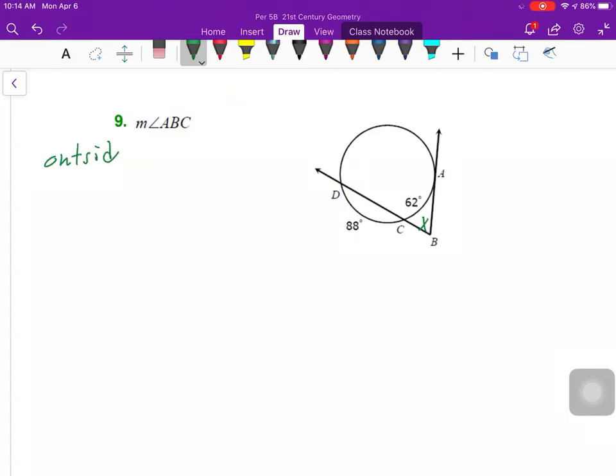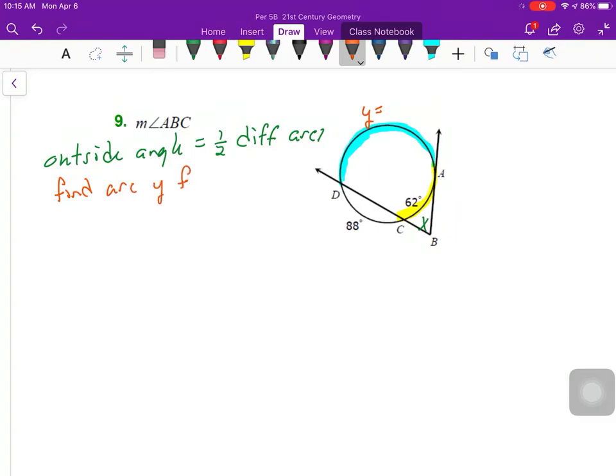Okay, once again, looking for an angle. We're looking for angle ABC. That's this angle out here. Looks like it's an outside angle. It'll be equal to half the difference of the arcs. Well, the arcs that go with it are this arc. Hey, they gave us that one. And then this arc out here. Okay, we're going to have to find that one first. Find arc Y first.